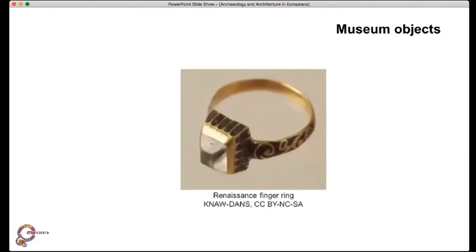Here you can see a gold finger ring which dates to the Renaissance or early modern period. This amazing find was recorded by the Portable Antiquities Scheme of the Netherlands.